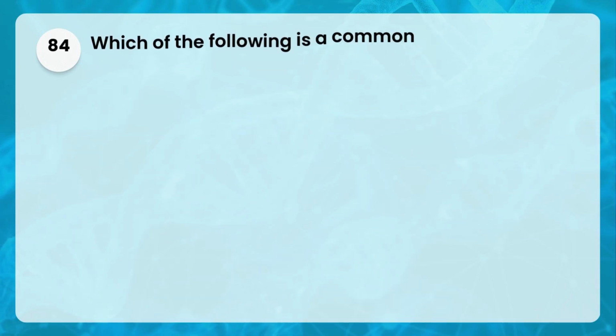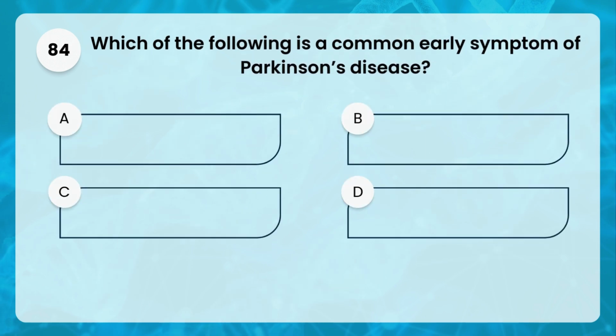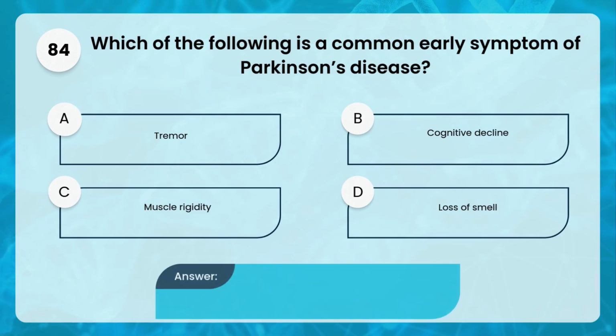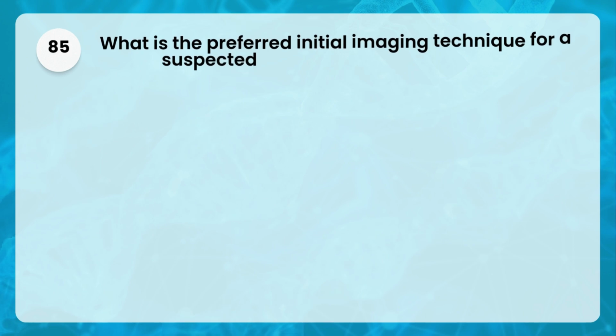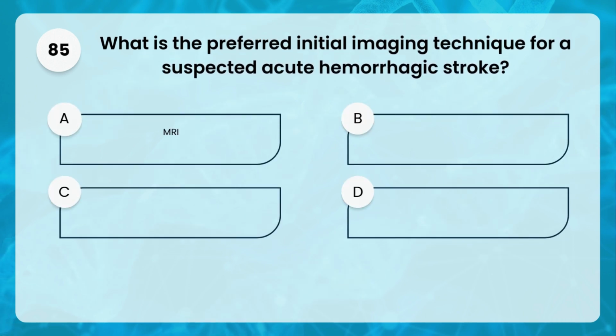Number 84. Which of the following is a common early symptom of Parkinson's disease? A. Tremor. B. Cognitive decline. C. Muscle rigidity. Or D. Loss of smell. The answer is A. Tremor.